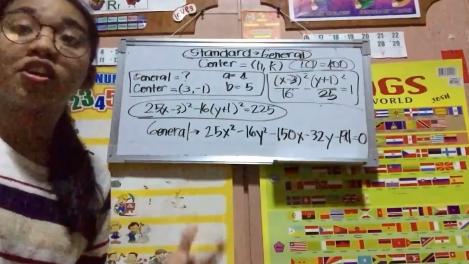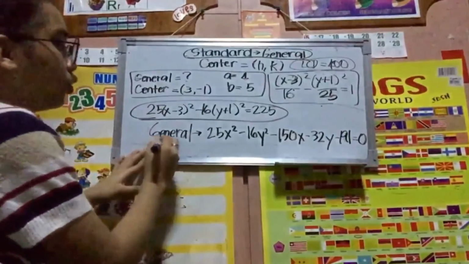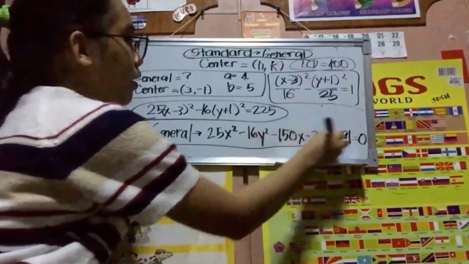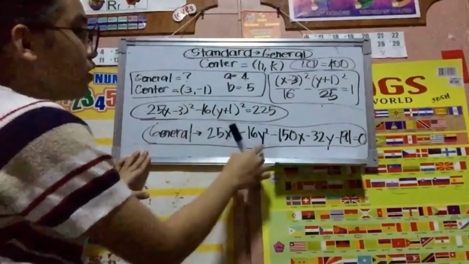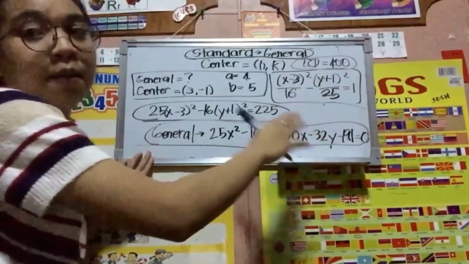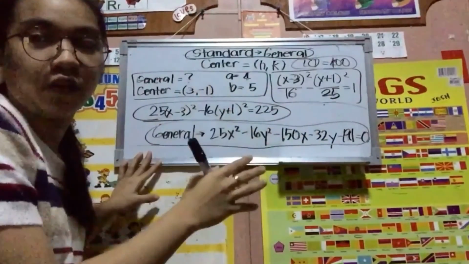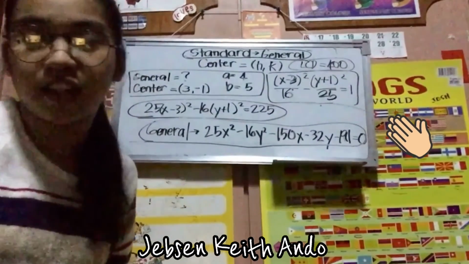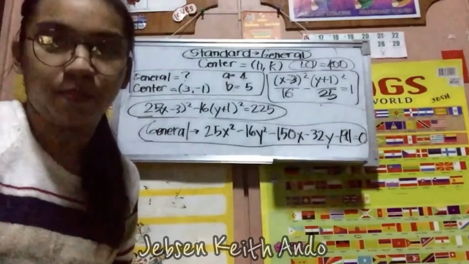Thus, the general form of the equation would be 25x squared minus 16y squared minus 150x minus 32y minus 191 equals 0. And that's converting a standard equation into a general form.